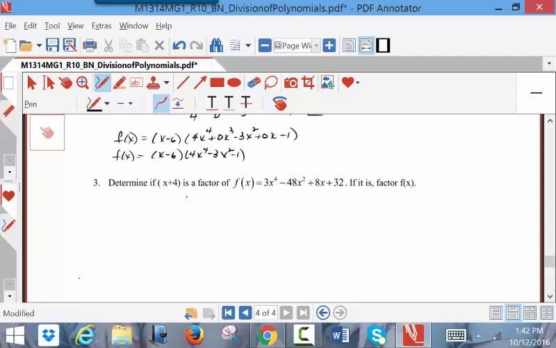So what do I put in the half box? Negative 4. So I have to be careful, I have a 3x to the 4th, and then what? 0x cubed, negative 48x squared, 8x, and a 32. Bring down the 3. Negative 4 times 3 is negative 12. Add. Negative 4 times negative 12 is a positive 48. Add. Negative 4 times 0 is 0. Add. Negative 4 times 8. Woohoo!